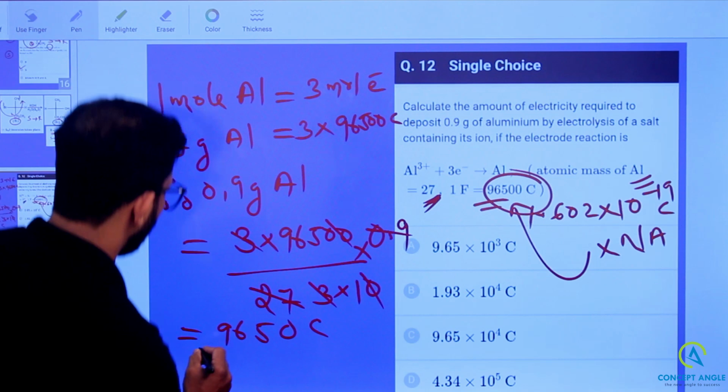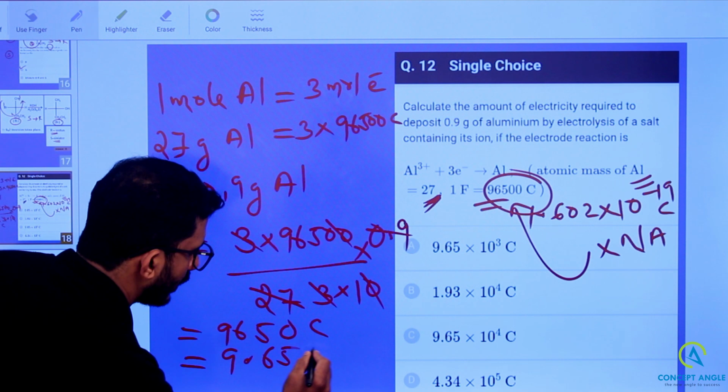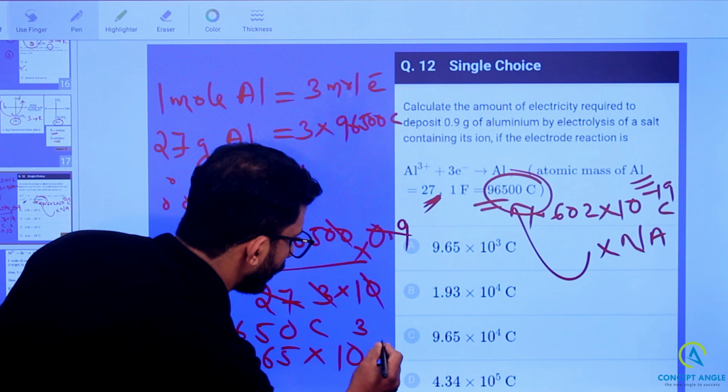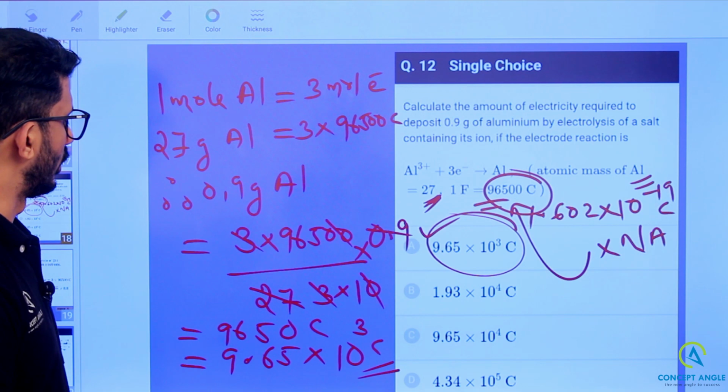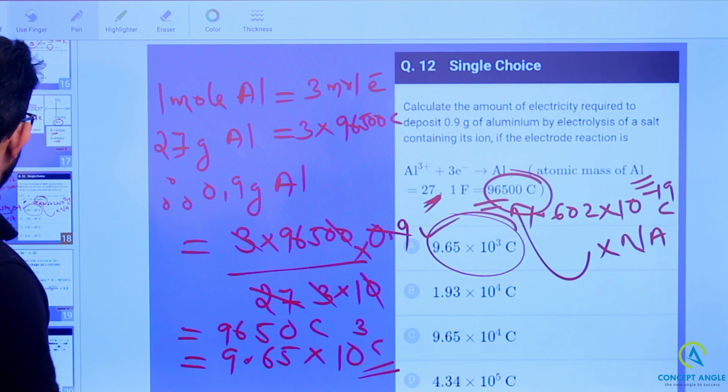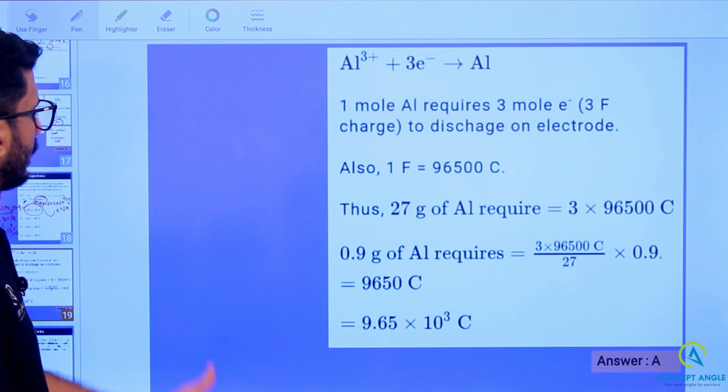So will rearrange, just 9.65 × 10 raised to 3 coulombs. Option A, that is the answer. Normal calculation, and let's rush into the next question. This is the solution that we already explained. Okay, you can make a screenshot of this and move to the next question.